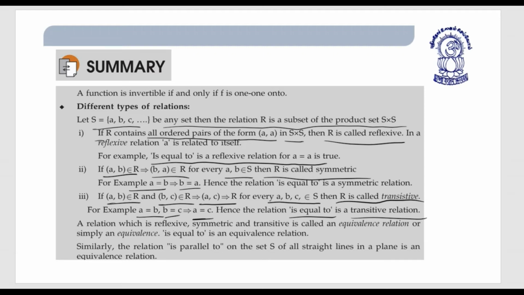A relation which is reflexive, symmetric and transitive is called an equivalence relation. Similarly, the relation is parallel to on the set S of all straight lines in a plane is an equivalence relation.